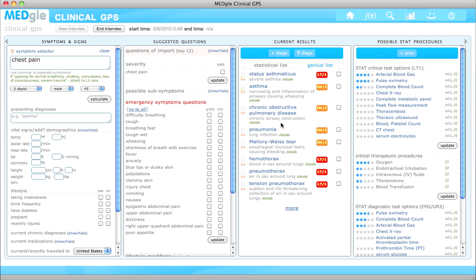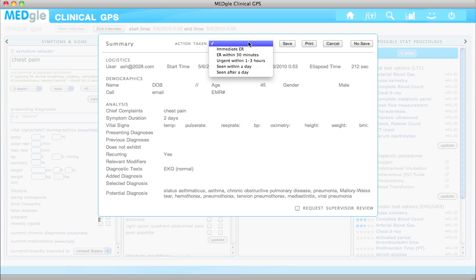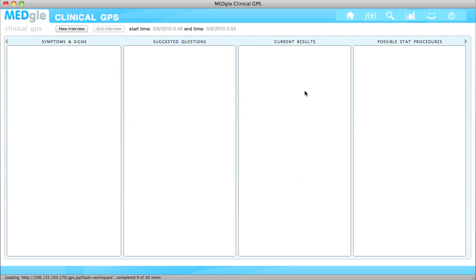So this here is a very quick overview of clinical GPS. We can then end the interview, specify that perhaps you should be seen relatively soon, save that away, and then we're good to go. There are obviously lots of additional things one can do, but this should give you a flavor.